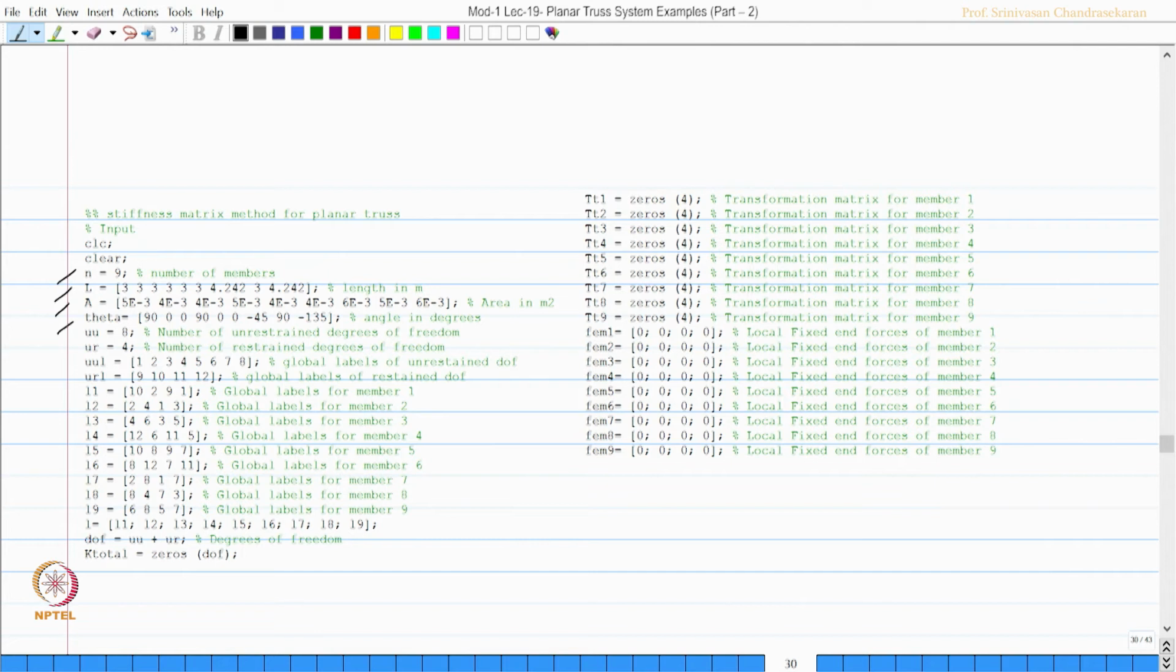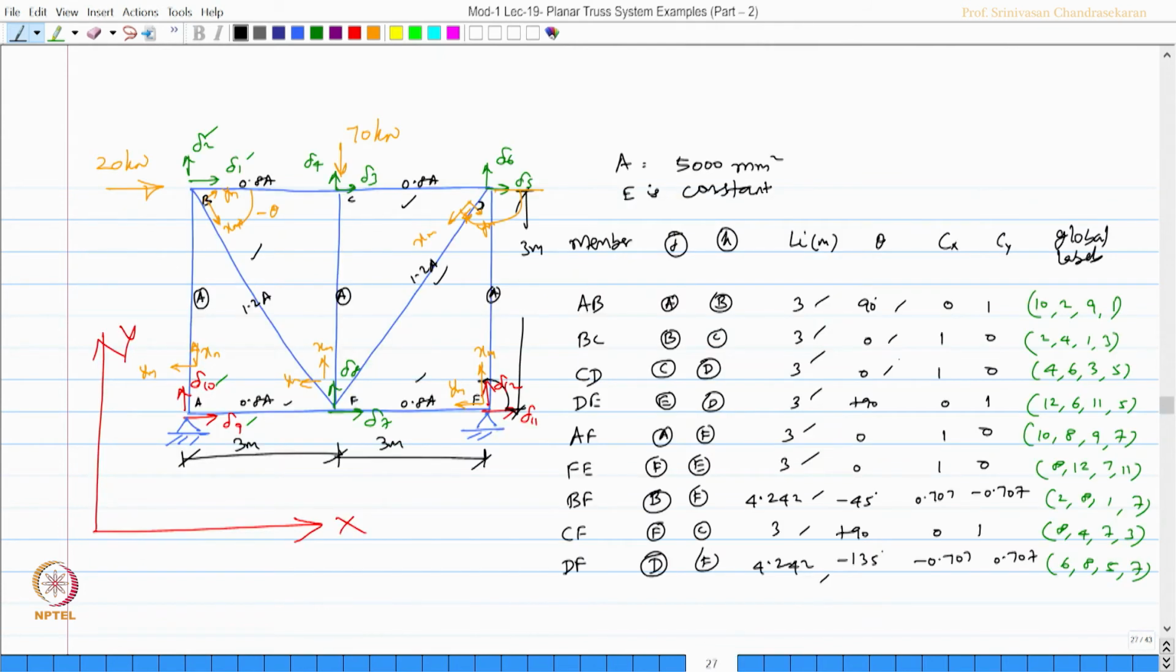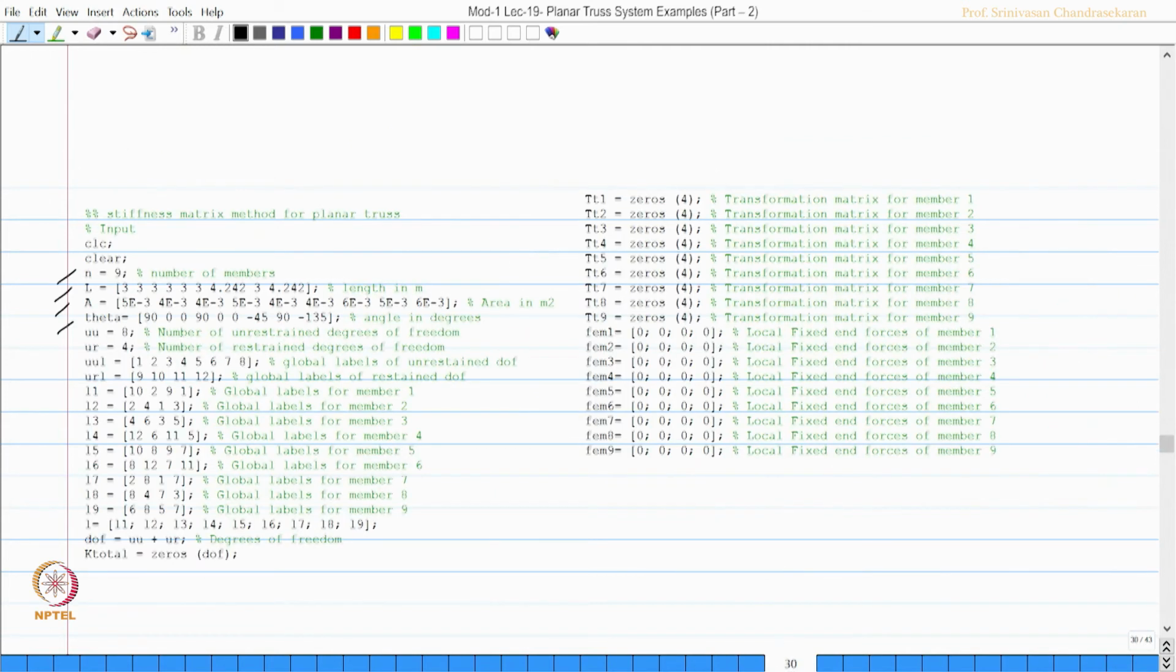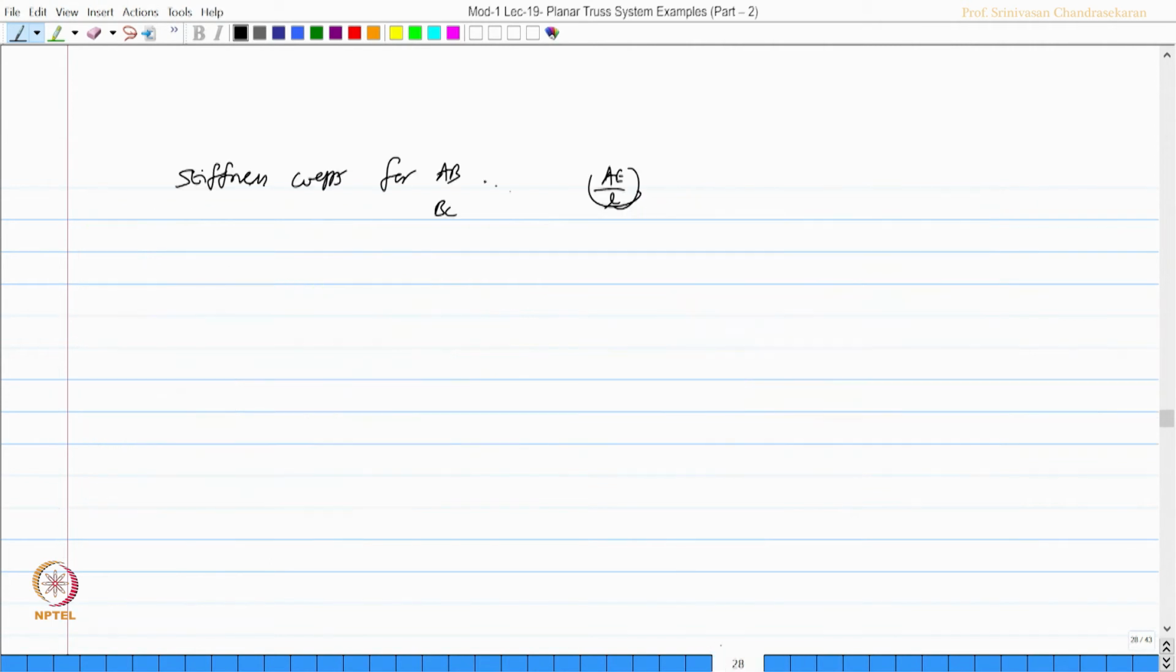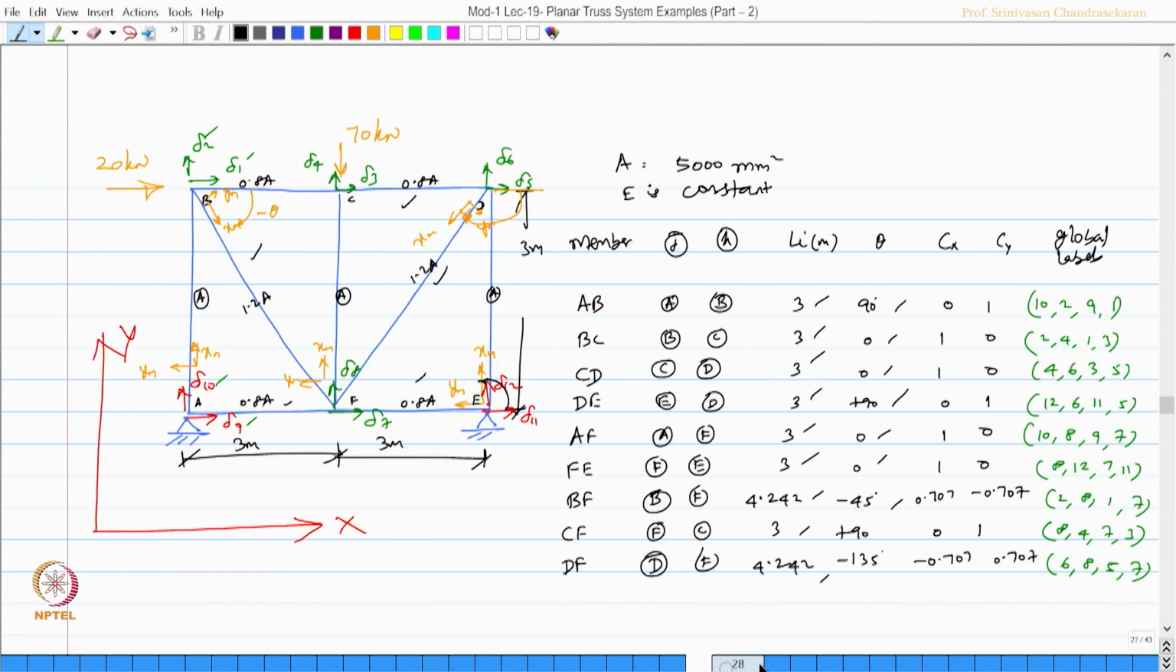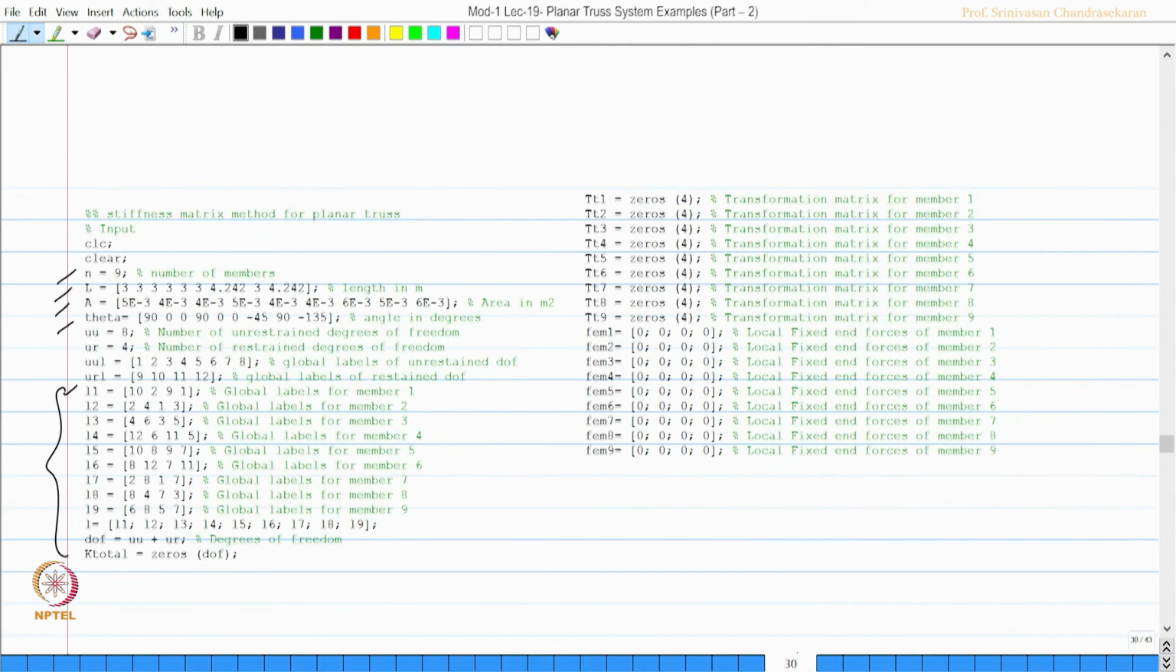Then theta 90, 0, 0, 90, you can see here 90, 0, 0, 90, then 0, 0, minus 45, okay. 0, 0, minus 45, is 90, minus 135. So, we entered, we found out the global labels. For example, member 1 has 10, 2, 9, 1, is it not? So, we have the value.